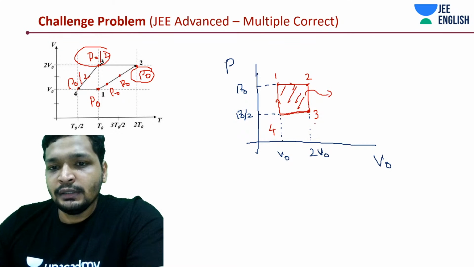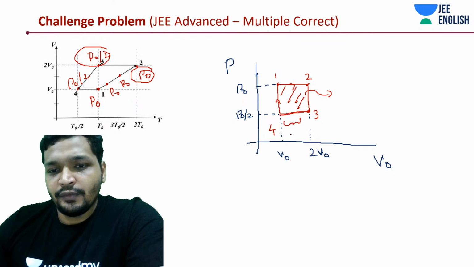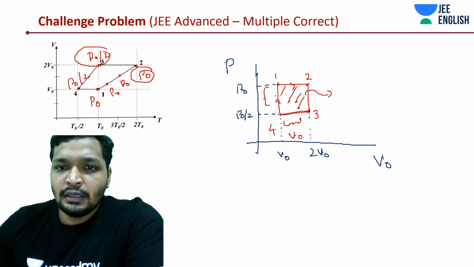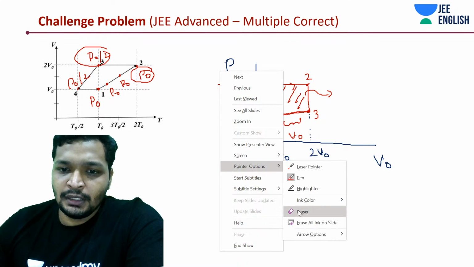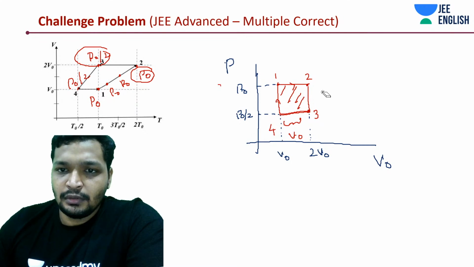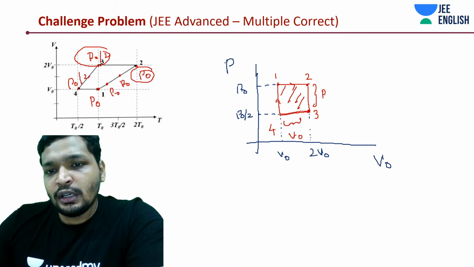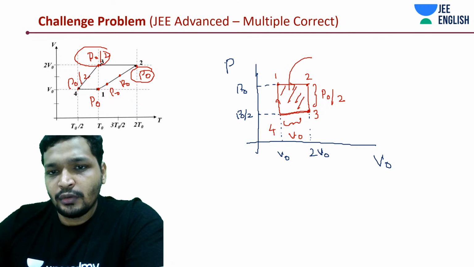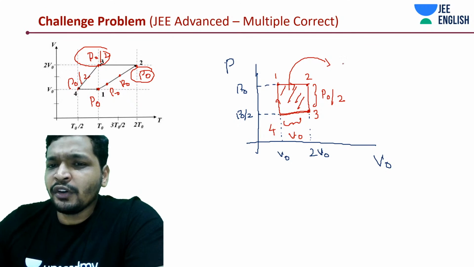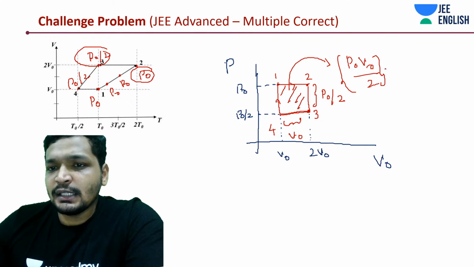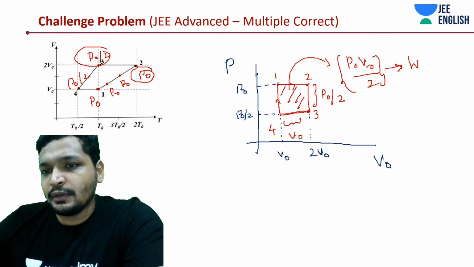How much is this area? This length is V naught, and this side is P naught by 2. How much is it? P naught V naught, or rather P naught V naught by 2. The work done.